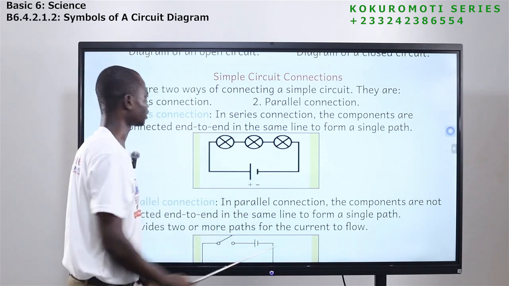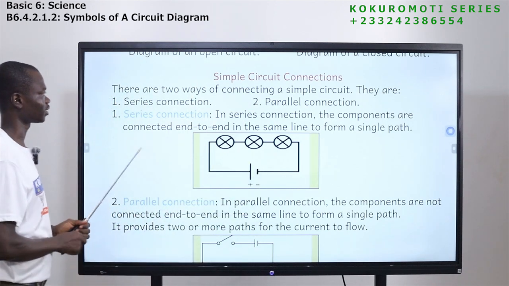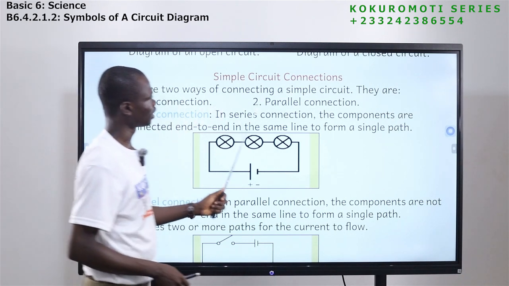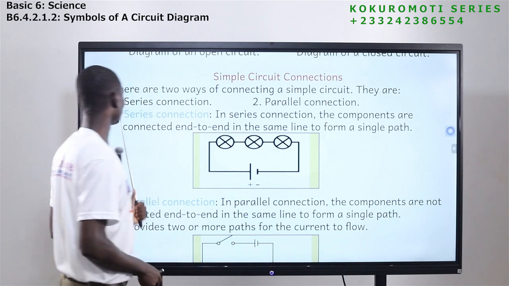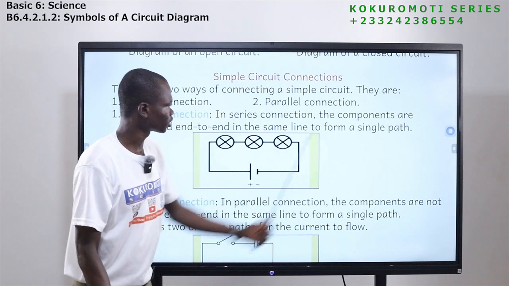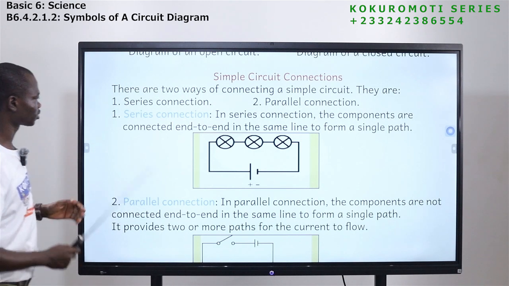Simple circuit connection. So we are looking at how connection is done in a simple circuit. There are two ways of connecting a simple circuit. They are: one, series connection; two, parallel connection. So let's look at the series connection.